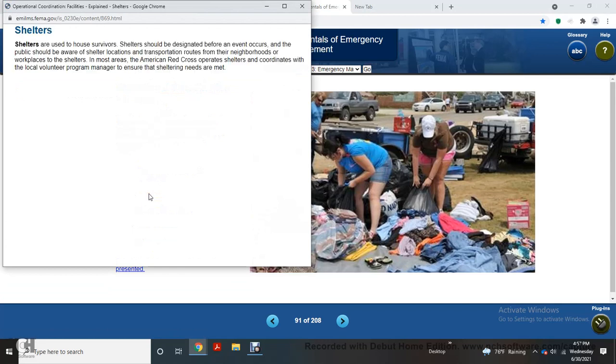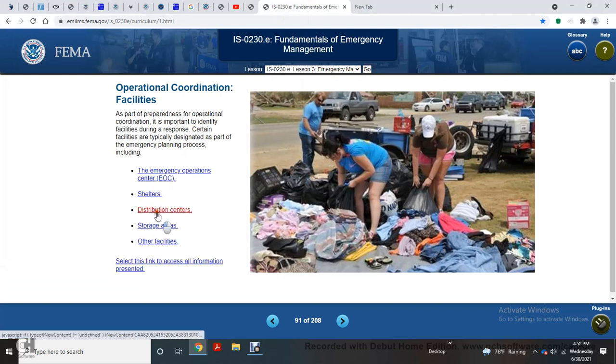Shelters house survivors. Shelters can be designated before an event occurs, but the public should be aware of the shelter locations and transportation routes from the neighborhood and workplace to shelters. In most areas, the American Red Cross operates shelters, coordinating with local volunteer program managers to ensure that sheltering needs are met. Distribution centers.